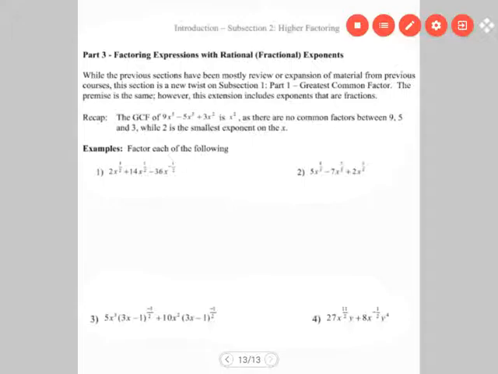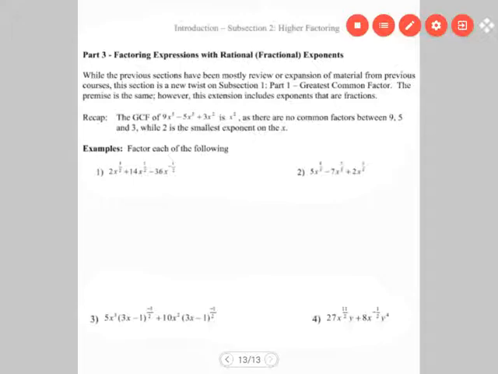Okay, so just as a quick recap, in this polynomial, 9x to the fifth minus 5x cubed plus 3x squared, the GCF is x squared. You can't pull out any numbers from the 9, the 5, and the 3, and x squared, or 2, is the smallest exponent that we can pull out with the x's. So again, we're always going to pull out the biggest number possible and the biggest exponent from all chunks, which is, well, technically the smallest exponent from all the terms.